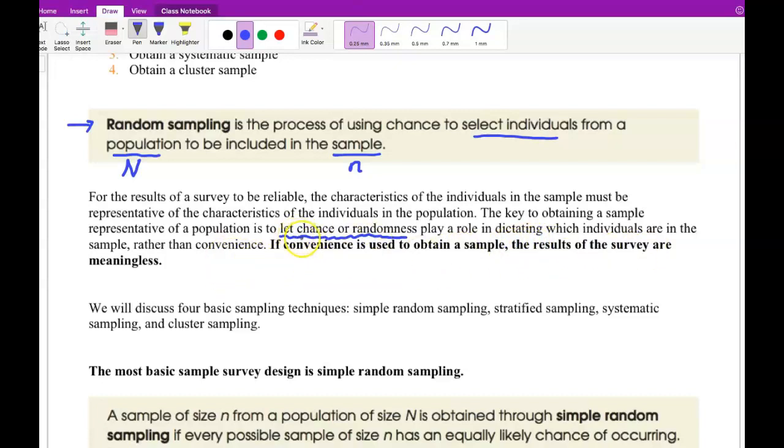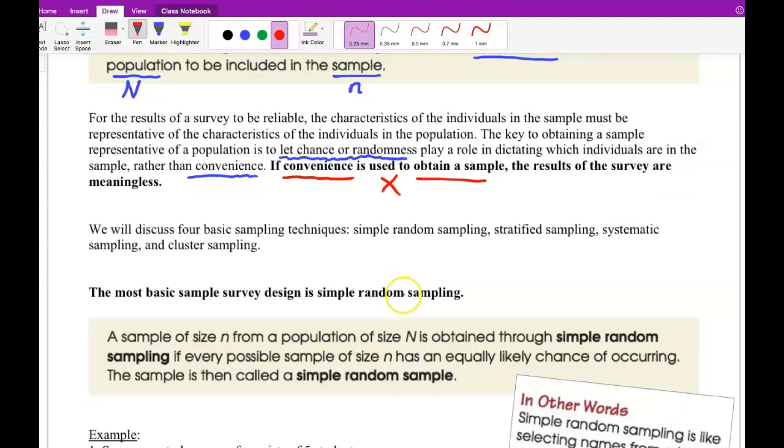Okay, so use chance or randomness rather than convenience. If convenience is used to obtain a sample, the results of the survey are meaningless. So just remember that you're not able to use convenience to obtain a sample. This is not a correct method.